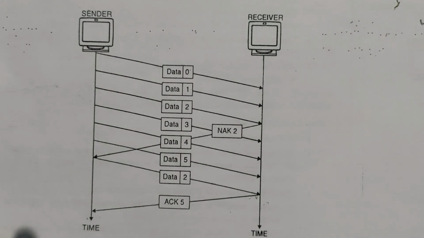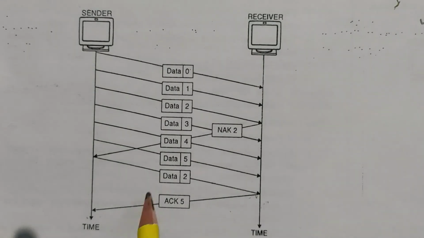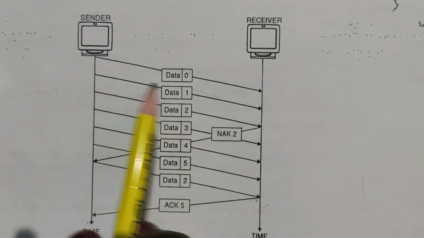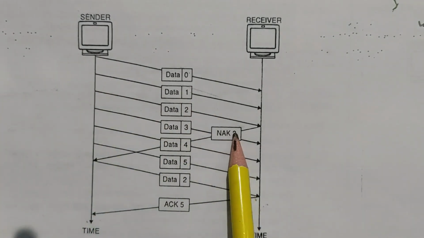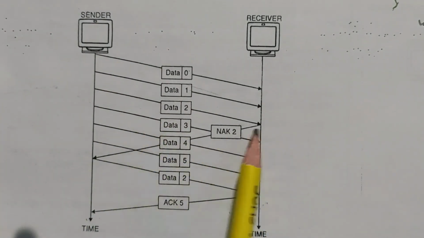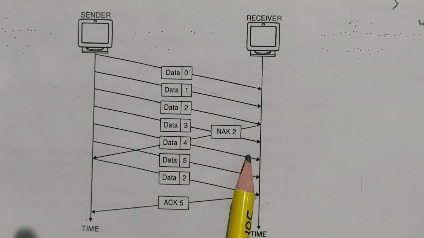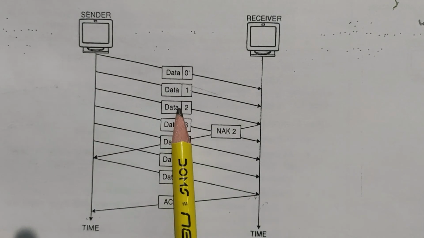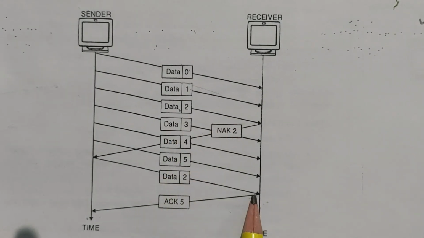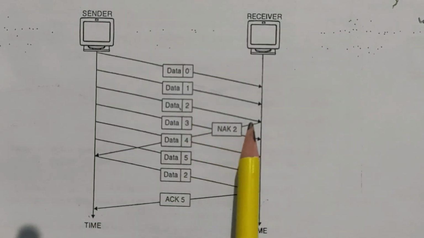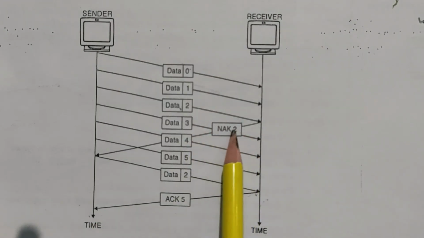Let's understand with the example. Here the sender sends the data. When NAK2 is sent, the receiver continues to accept the data frames, that is 3, 4, 5, while waiting for a new copy of frame 2. When frame 2 is received, only then acknowledgement 5 is returned. If the data is damaged, it will send NAK2.